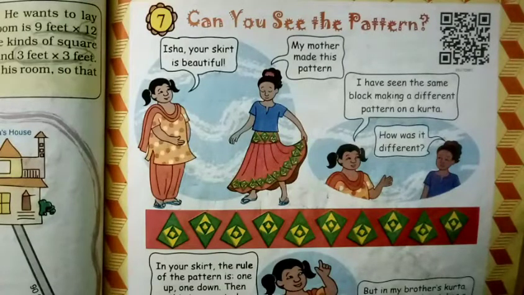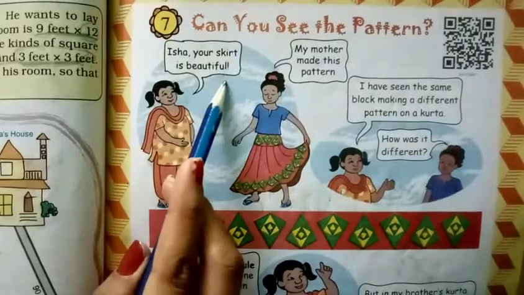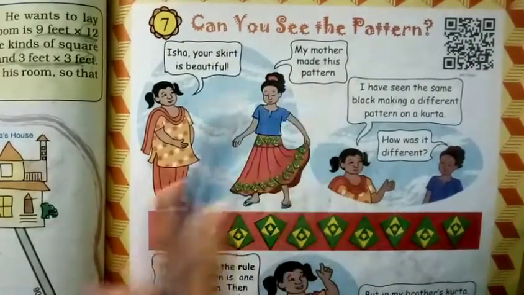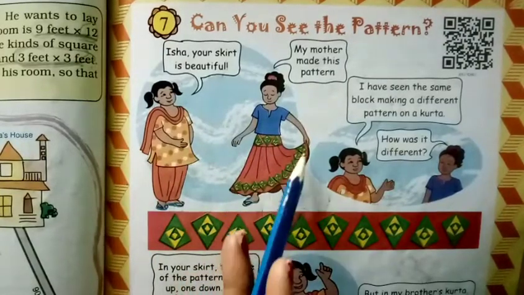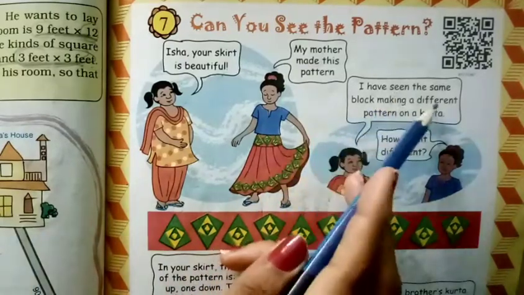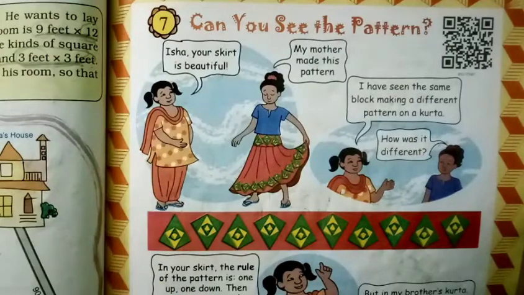Can you see the pattern? Part 2. On page number 99, two girls are talking. Isha, your skirt is beautiful. Isha says, my mother made this pattern. On her skirt you can notice how nice the pattern is. I have seen the same block making a different pattern on a kurta. She says, same pattern I saw on the kurta. How was it different? She asked.